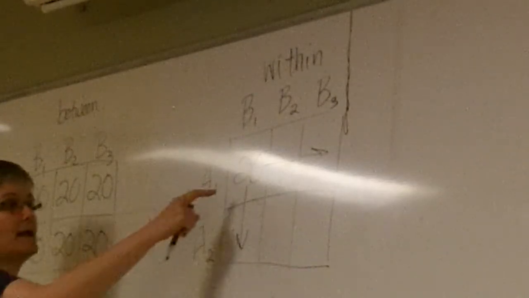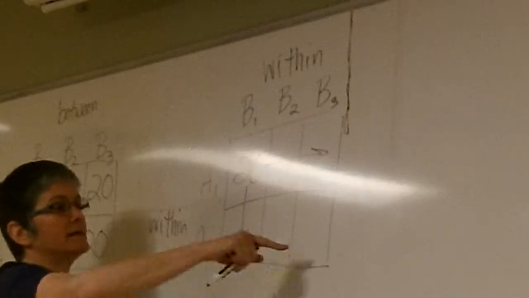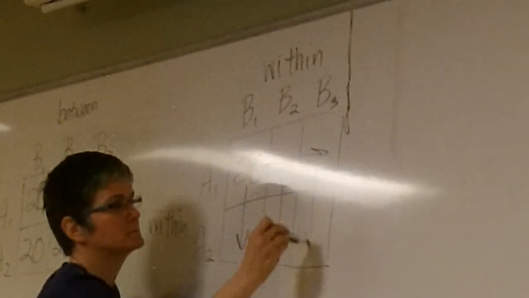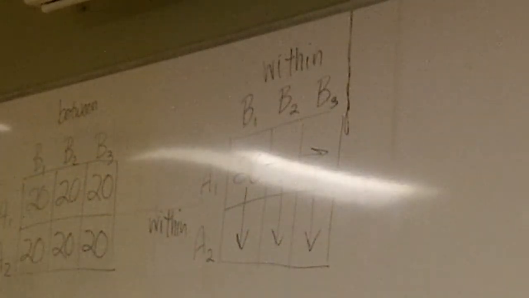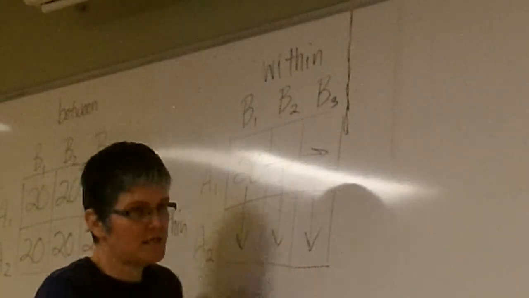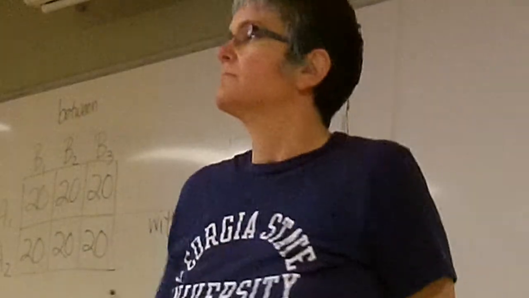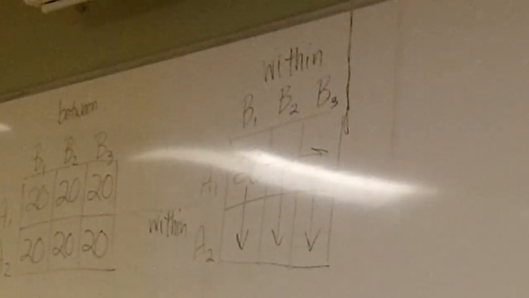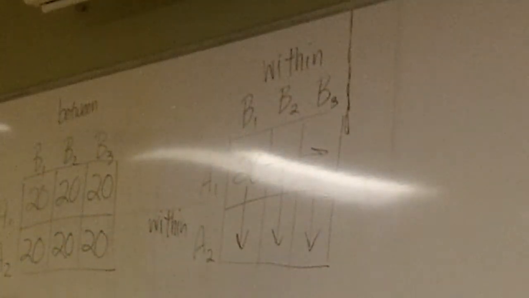I already said that anyone that's in level A1 can also be in level A2. So those same 20 subjects can do all the conditions. They experience everything. So in this case, N is just 20. Repeated measure designs typically take many fewer subjects than between subjects designs, because you can reuse them.